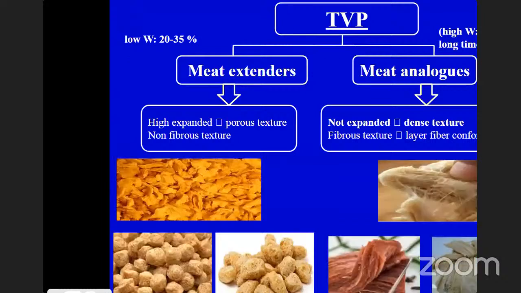Now let's see further extruded products such as texturized vegetable protein, TVP. There are two types of TVP. The first one is meat extenders, and the second type is meat analogs. Meat extenders are highly expanded meat products with porous structure and without fibrous texture, while meat analogs are not expanded products, with dense and fibrous texture resulting from layer fiber conformation.